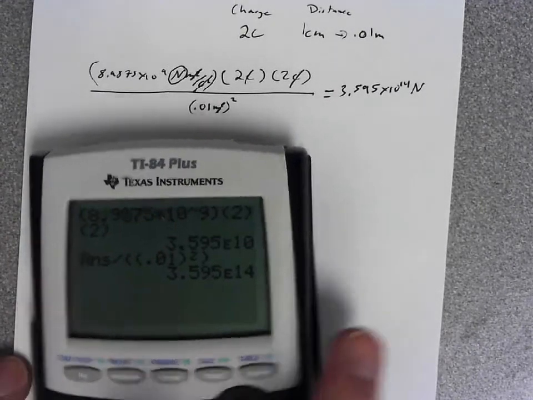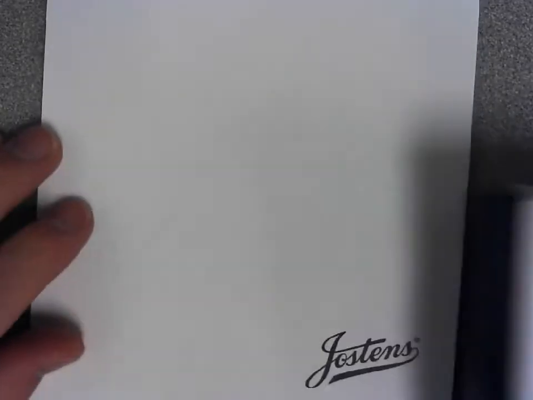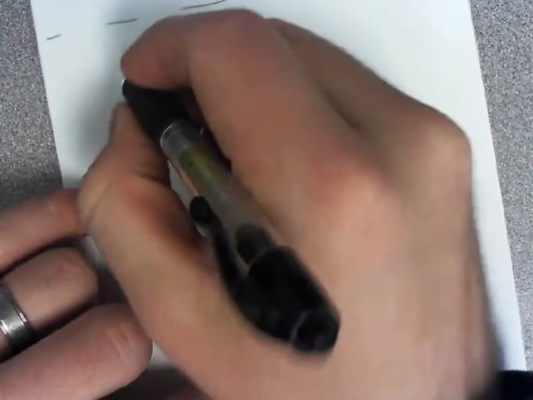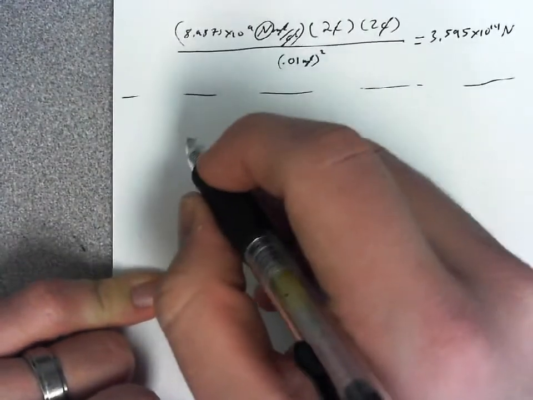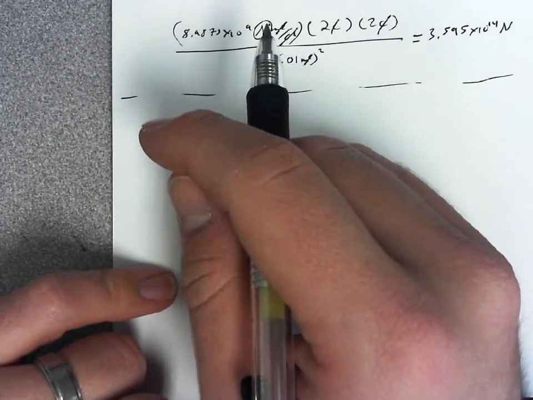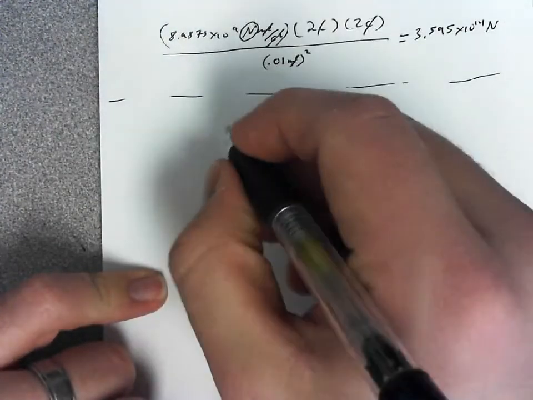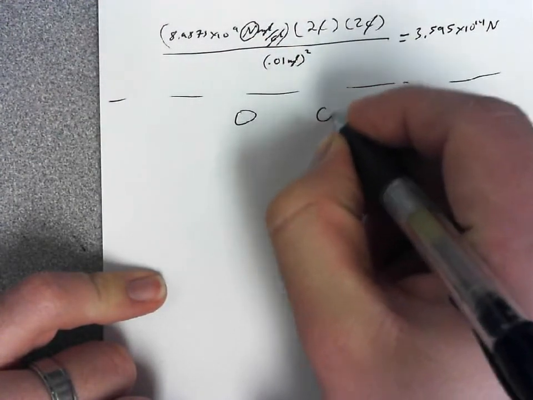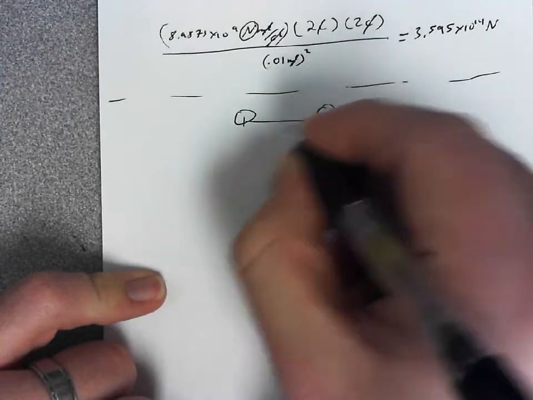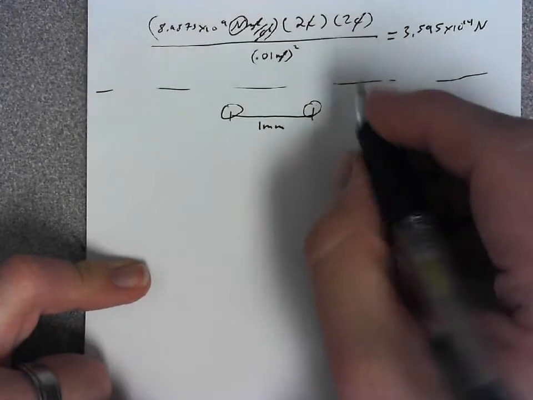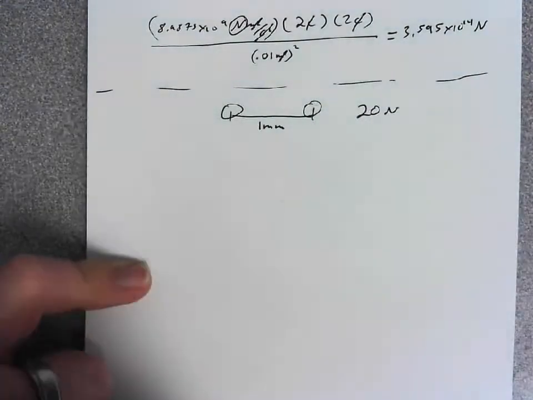All right, another common question I might ask you is, what is the charge? So let's do an example of this. Let's say I have something simple. Let's say I have two point charges, and there's a distance here of 1 millimeter, so they're quite close to each other, and there's a 20 Newton force acting between them.